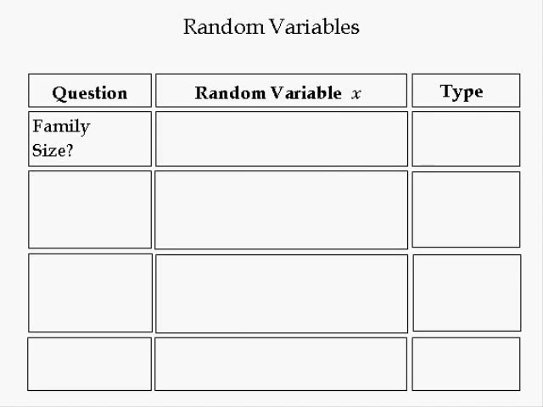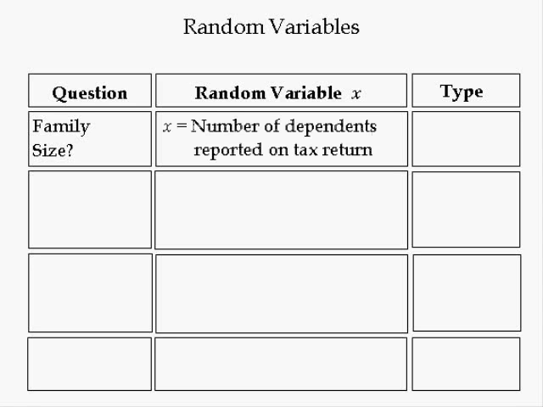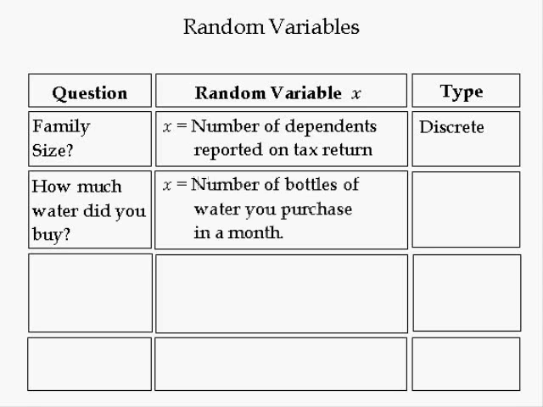Suppose you ask 60,000 people how large their families are, and x is defined to be the number of dependents reported on a tax return. That is an example of a discrete random variable. Suppose you ask these same people how much water they bought. If x is defined by the number of bottles of water you purchase in a month, that is a discrete random variable, because you can buy, say, 10, you can buy 11, but you can't buy 10.5.